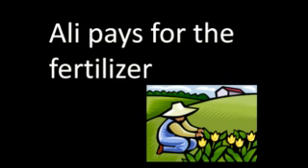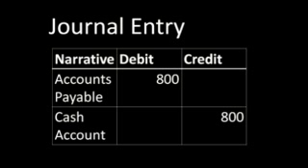Eventually, Ali will be required to pay for his purchases on credit. The accounts involved will be the accounts payable and the cash account. His payment will reduce his liability. To reduce the liability, we debit the account. His payment will reduce the asset of cash. To reduce an asset account, we credit the account. So, debit accounts payable with $800, credit cash with $800.